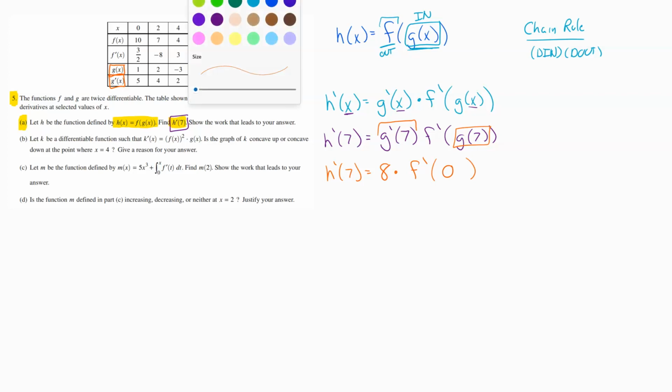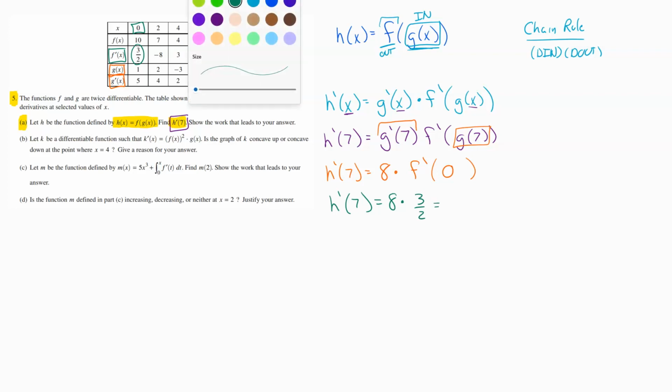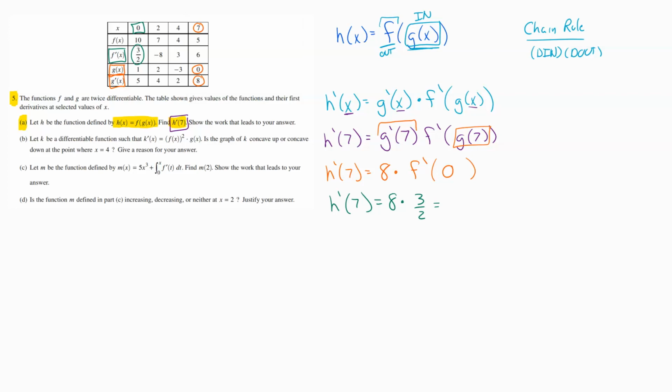And then you just work it one last time for that f prime of 0 piece. So h prime of 7 would equal 8 times f prime of 0, so 0 is right there, f prime is right there, so the value of that would be 3 over 2. From here, you would go ahead and just multiply this together, however you do it best. This would be top times the top, so 24 over 2, which we could simplify down to just equaling 12.